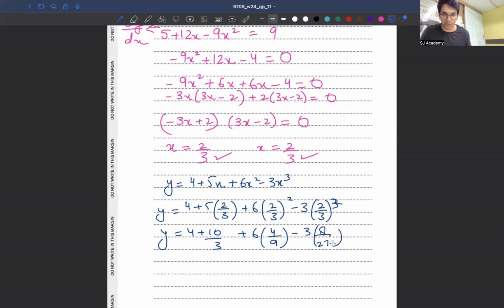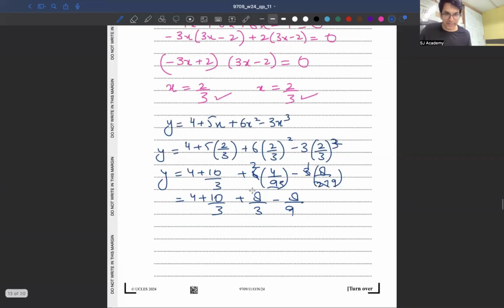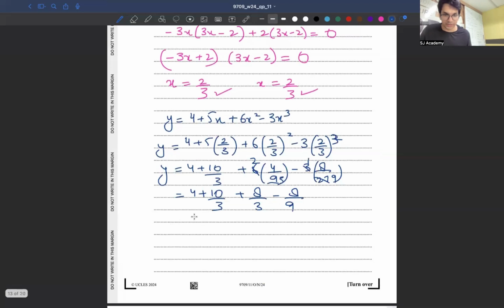Simplifying, this will become 3 1 times, 3 9 times, 3 2 times, 3 3 times. So 4 plus 10 upon 3 plus 8 upon, this will become 3 minus 8 upon 9. 10 plus 8 is 18, 18 upon 3 is 6. So 4 plus 6 is 10, 10 minus 8 upon 9, 90 minus 8, that is 82 upon 9.